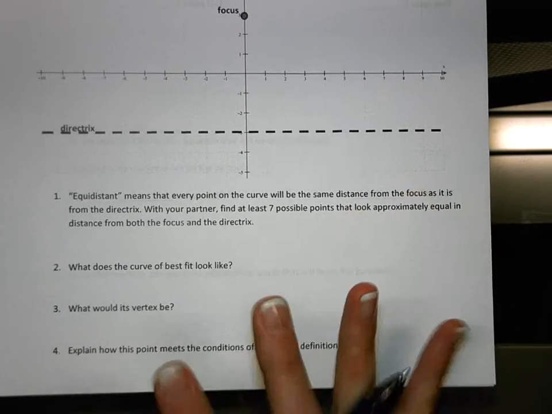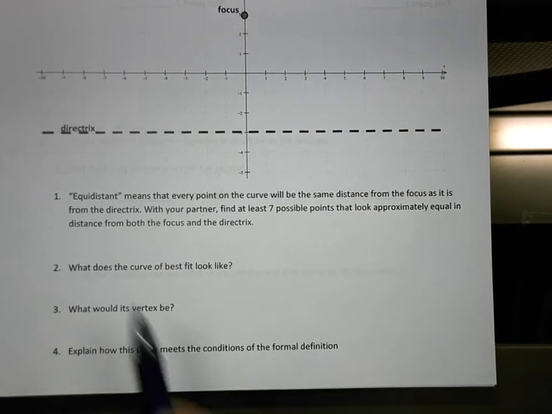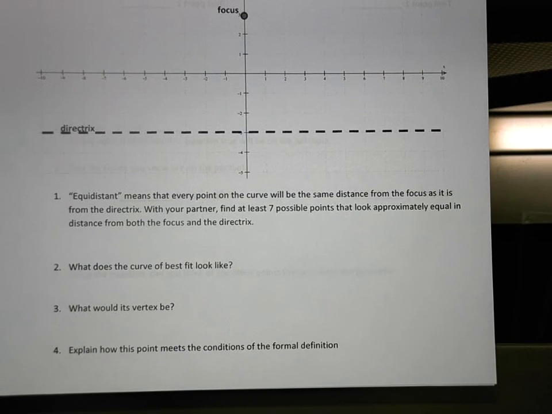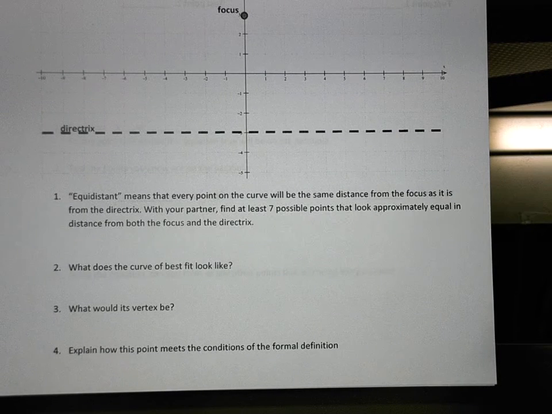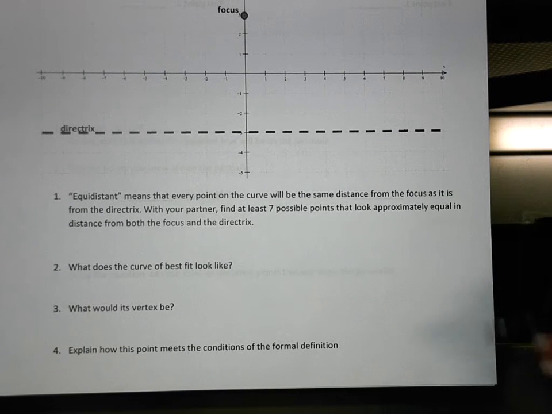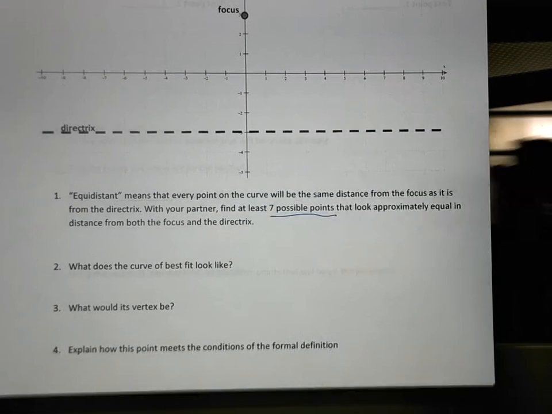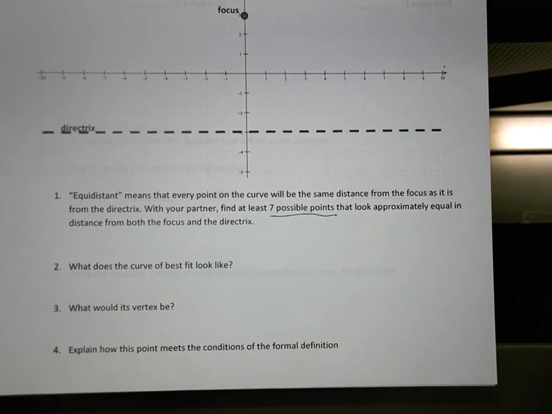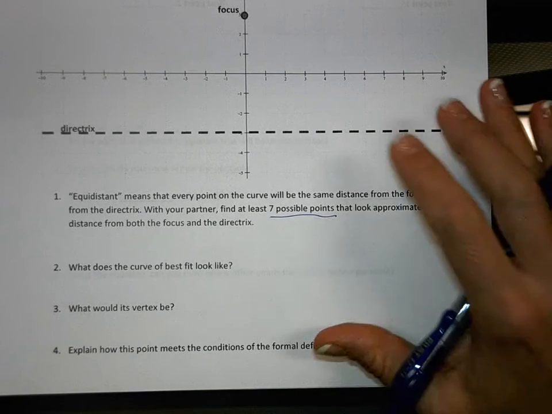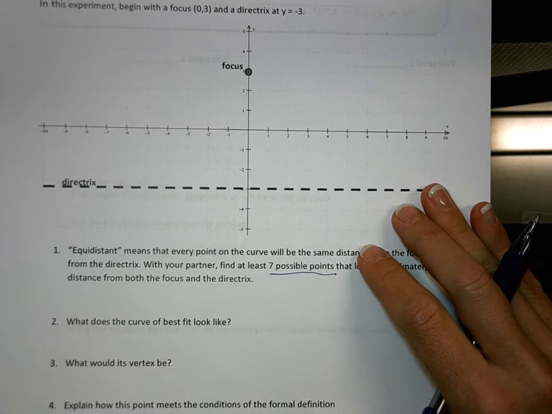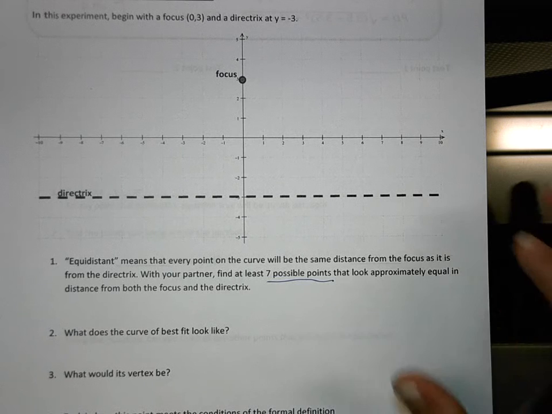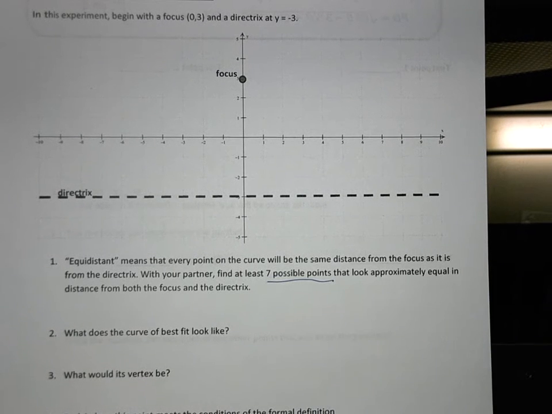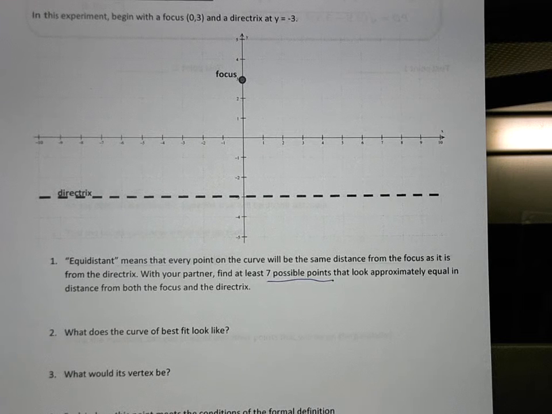This first question, and we're going to kind of go through this in different orders, but equidistant means that every point on the curve will be the same distance from the focus and also from the directrix. So with your groups, let's just start with finding a few. I don't think we're going to do completely 7, but we're going to try to find some points that look approximately equal in distance from both the focus and the directrix. I'm going to give you guys like 2 minutes. So in your groups, try to figure out some points that you think are exactly the same distance from both the focus and the directrix.